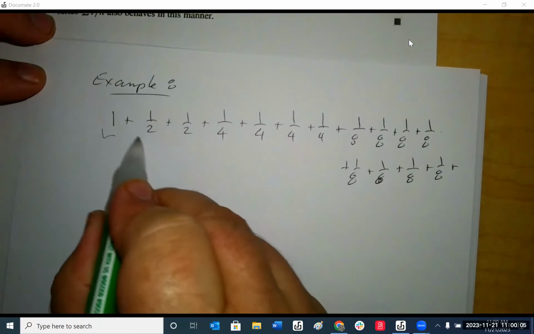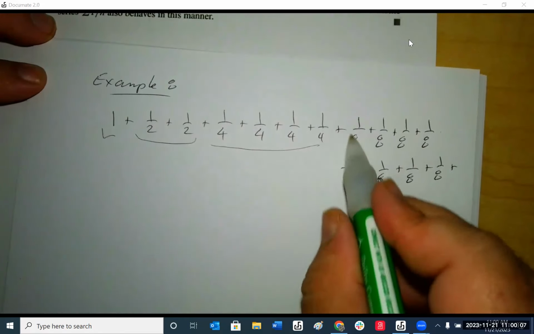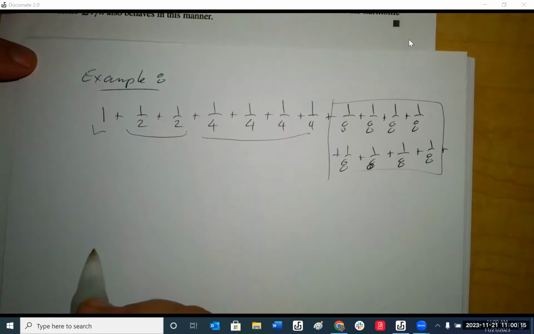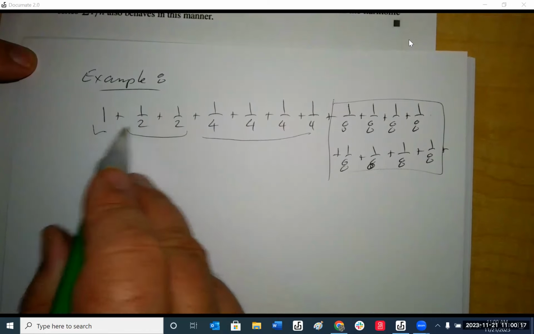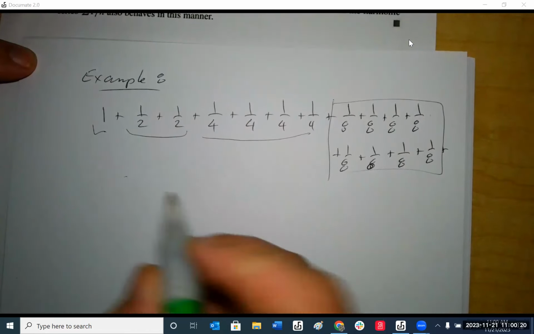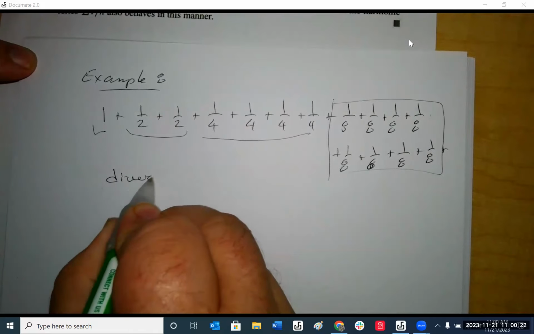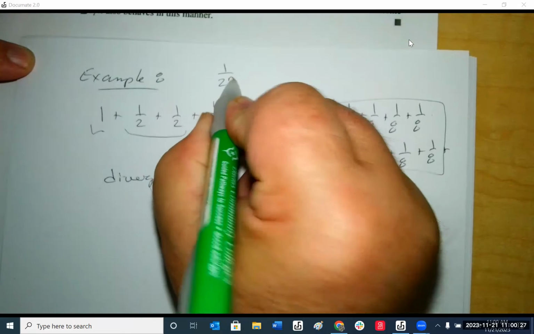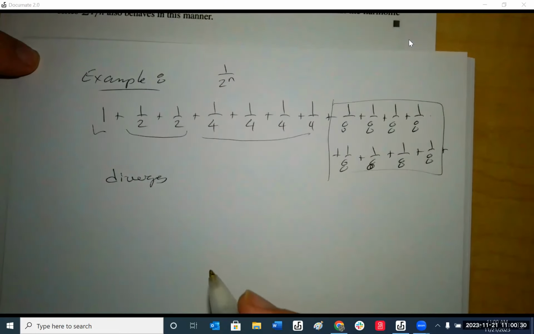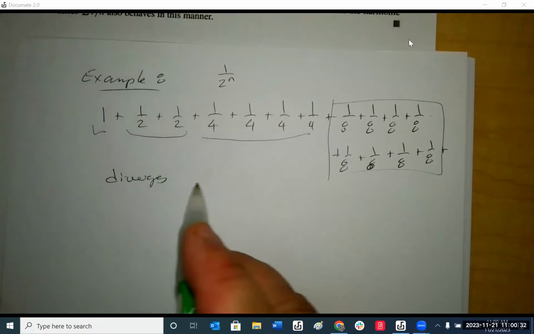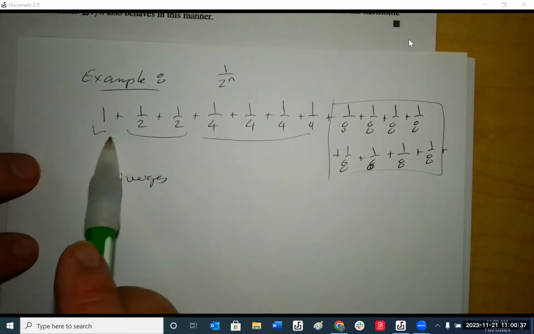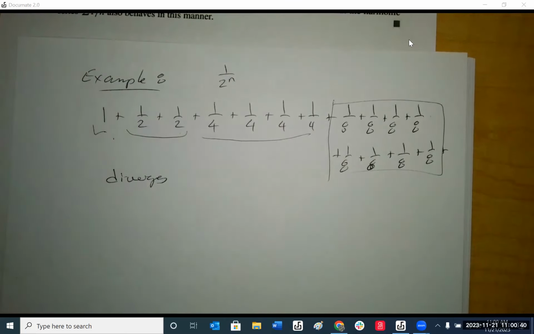You see how each of these groups, if we add them all together, equals 1. So it's 1 plus 1 plus 1. It keeps on going. So this thing diverges. The sequence of this function is 1 over 2 to the power n. It diverges because it keeps on going to infinity. Each one of those adds up to 1. So you have 1 plus 1 plus 1 plus 1, an infinite number of times.